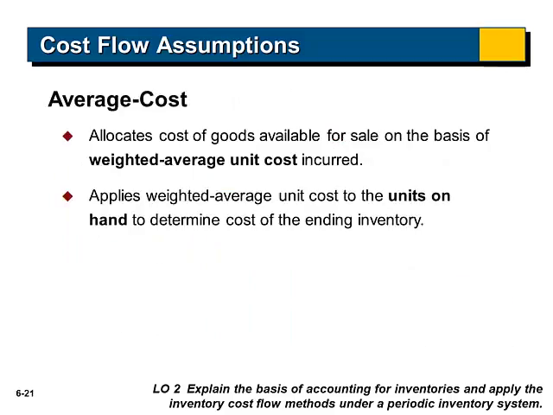Okay, so we've talked about FIFO, we've talked about LIFO. Let's talk about the third cost flow assumption, and that is average cost. Average cost allocates the cost of goods available for sale on the basis of the weighted average unit cost incurred, and it applies the weighted average unit cost to the units on hand to determine the cost of the ending inventory.